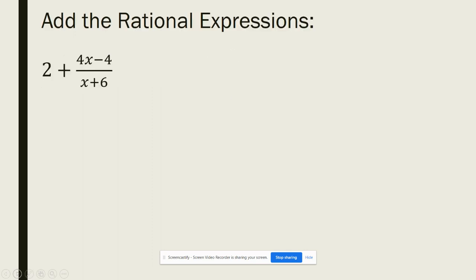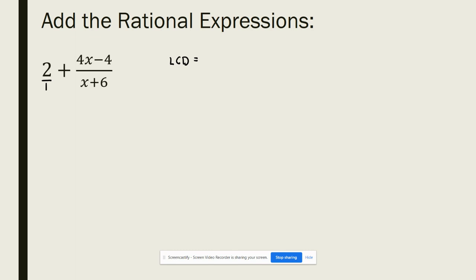When you're adding rational expressions, anytime adding or subtracting fractions, you have to have a common denominator. Right now, that first number isn't a fraction. So think of it as over 1 if you want. We have two different denominators. We have to find a least common denominator, and so that way we can start combining the fractions.